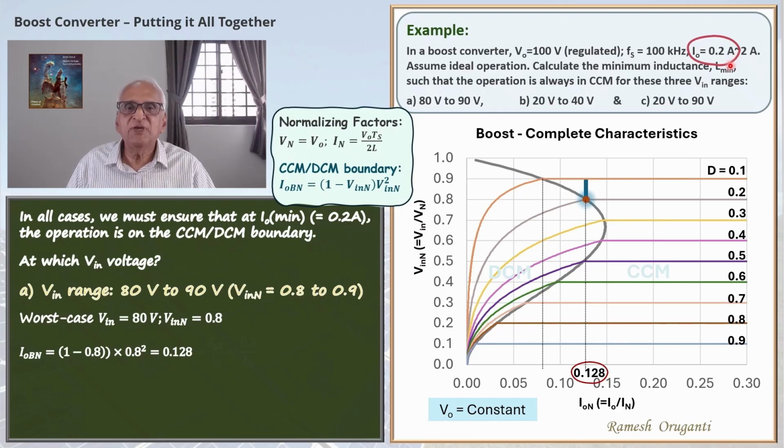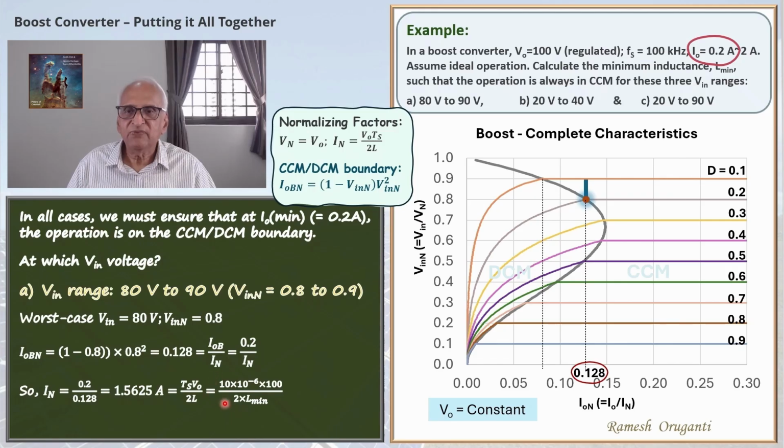IOBN is IOB by IN. IOB is 0.2 amperes. We can calculate IN. IN is 0.2 by 0.128, that is 1.5625 amperes. And IN is TS V0 by 2L. So TS is 1 over 100 kilohertz, 10 microseconds. V0 is 100 volts. We can calculate the L value, which is the L minimum. So in case A, the L minimum is 320 microhenry.